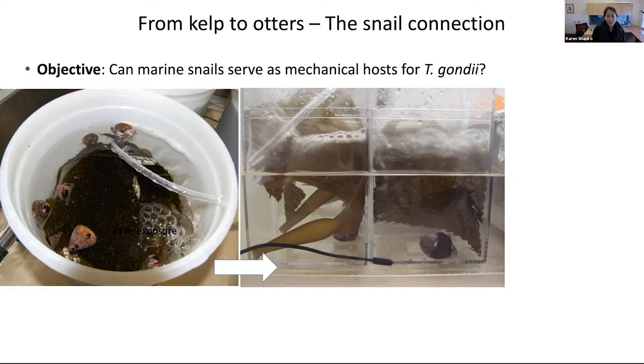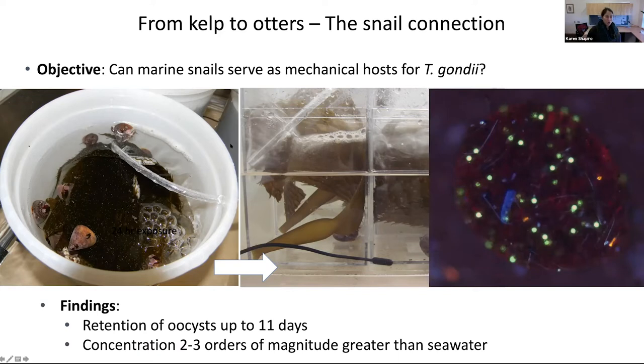And if we follow those snails over 2 weeks, what we found is that the snails were still retaining toxoplasma oocysts for 11 days after we removed them from the contaminated water. So we knew that they're hanging on to these oocysts over time. And we also found that they're concentrating both the oocysts and the surrogates by 2 to 3 orders of magnitude in their tissues. And we kept seeing these structures here.